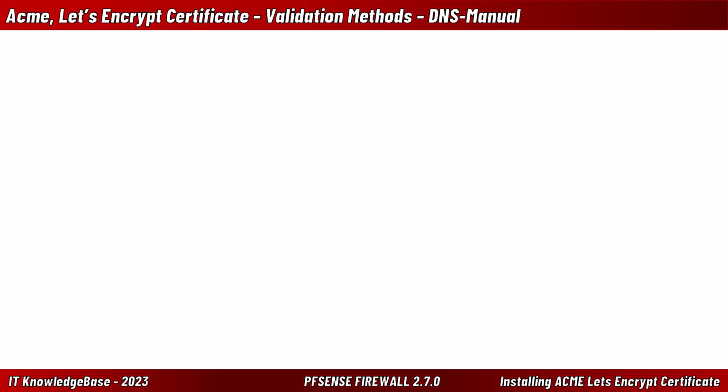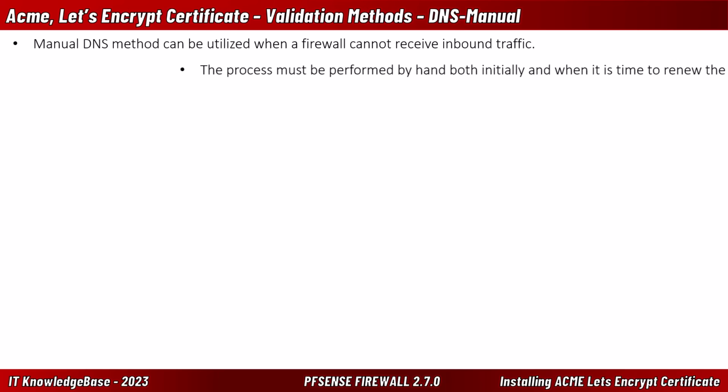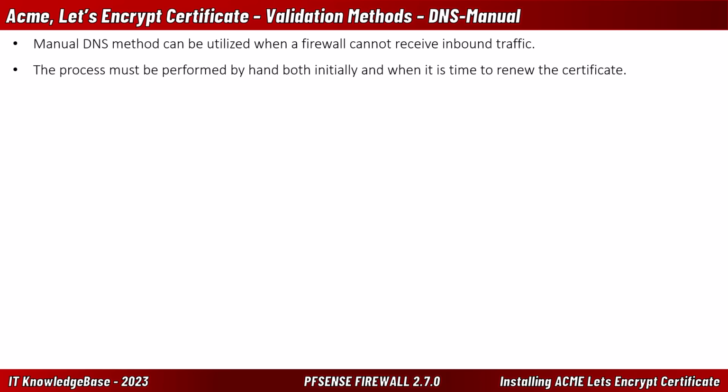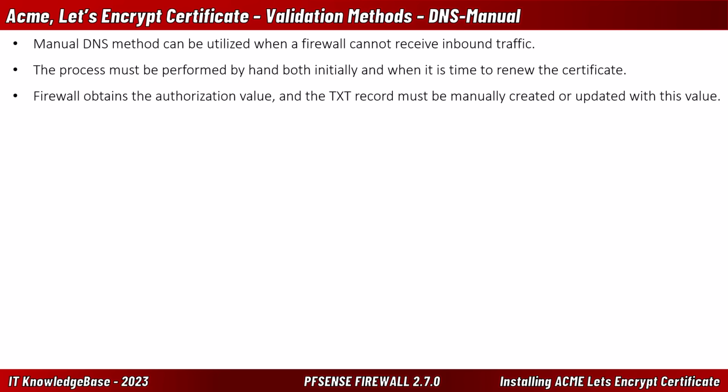Validation method, DNS manual. The manual DNS method can be utilized when a firewall cannot receive inbound traffic and it does not have access to any automatic DNS-based method. The manual in the name indicates that the process must be performed by hand, both initially and when it is time to renew the certificate. The firewall obtains the authorization value and then the TXT record must be manually created or updated with this value.